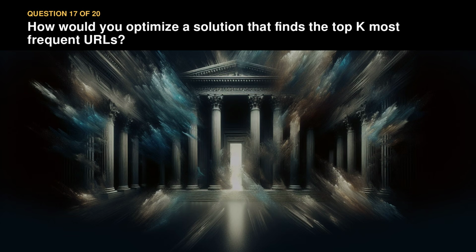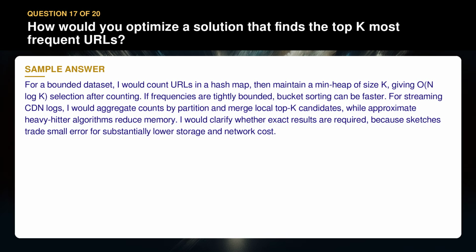Question 17. How would you optimize a solution that finds the top k most frequent URLs? For a bounded dataset, I would count URLs in a hash map, then maintain a min heap of size k, giving O(n log k) selection after counting. If frequencies are tightly bounded, bucket sorting can be faster.